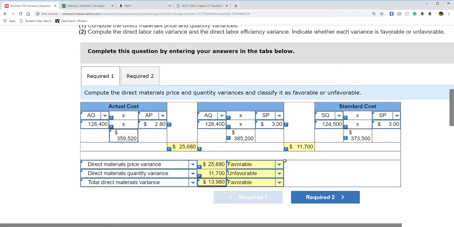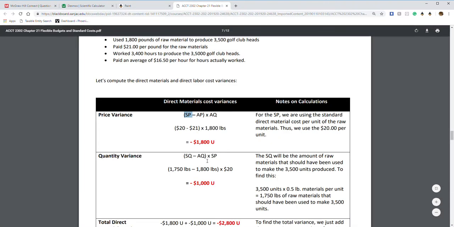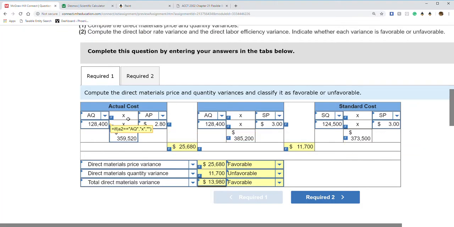Now, again, this is the reason why I don't like how Connect does this. It keeps all the numbers positive, but as you can see, really our standard quantity, if we looked over here, standard quantity minus actual quantity. Actual quantity is greater than standard, so this one would actually be a negative number if we used our formulas. So in the real world, this would have been unfavorable.